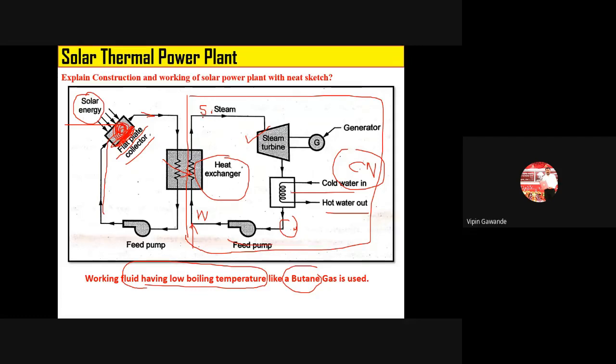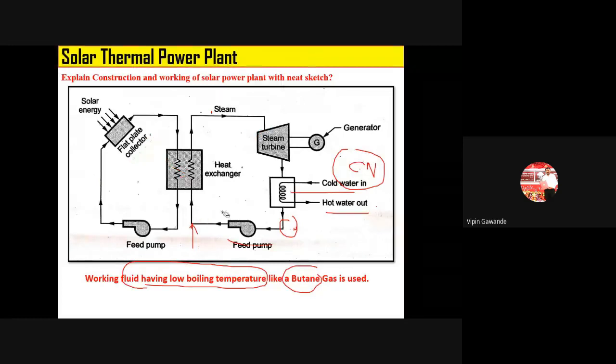The right hand side is the same as that of the thermal power plant. Only we have changed the left hand side part. So this left hand side part includes what? It includes the flat plate collector. So this is the flat plate collector here. Okay, so I've understood this one. This is also very simple.